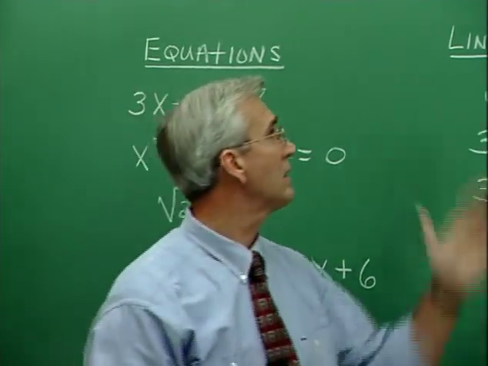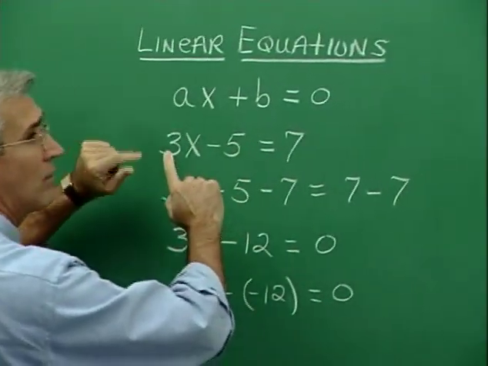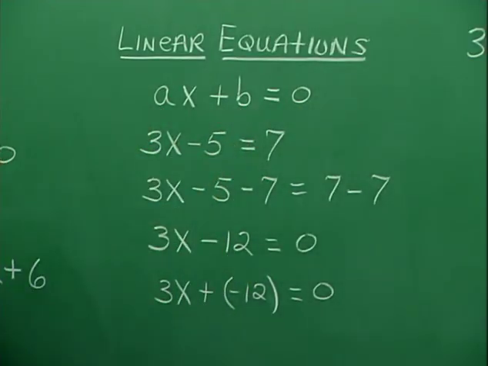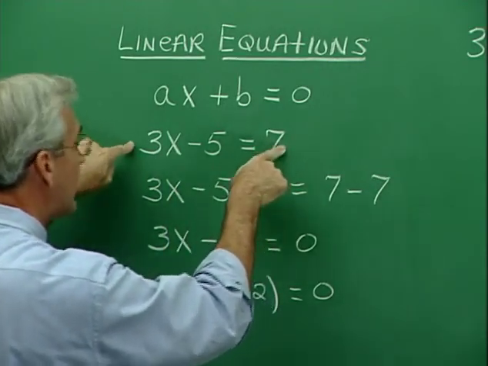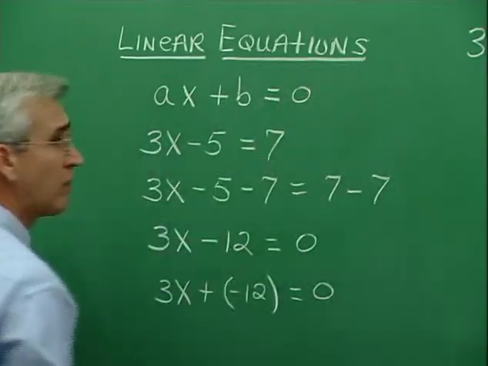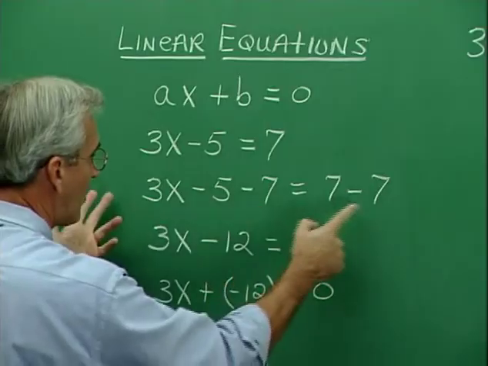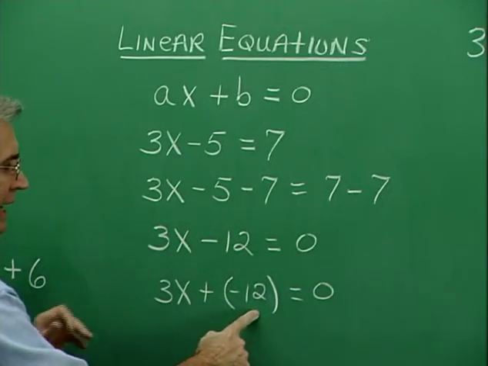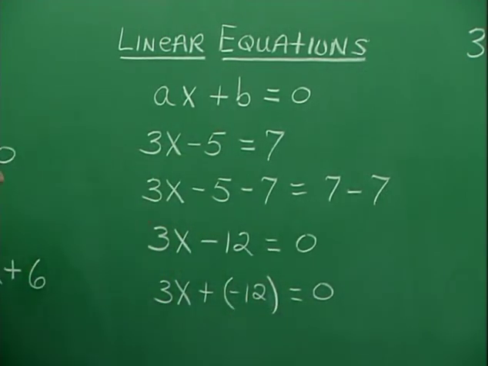First type we're concerned with are linear equations. Linear equations are all the equations in the world that can be placed into this form, where a and b are real numbers. Now the first equation we had up here is a linear equation. It was 3x minus 5 equals 7, and it is linear because it can be placed into that form. And we can place it into that form like this. We subtract 7 on both sides and then rewrite this as 3x plus a negative 12 equals 0. Then we have it in this form, the form of a linear equation.